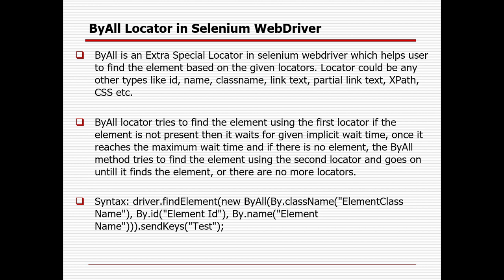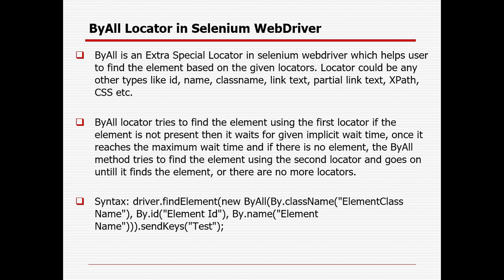So in Selenium there is an option, ByAll, where you can give multiple element references. At the same time you can give the class name, ID, name or XPath. So in case one thing is not matching, it will go for the other. Suppose you are giving four things. It will first check the first one. In case it is not matching, it will go for the second one, then the third, then the fourth. In case none of the four is matching, it will throw the error called element not found.